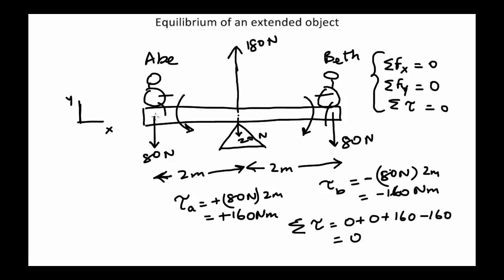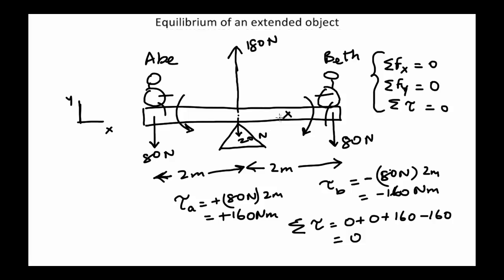So I could have as easily taken Abe's end as the point of determination of the torques, in which case the torque from Abe's weight would be 0. I would have torque in the clockwise direction from the weight of the beam, and from Beth's weight, and in a counterclockwise direction from the normal force. And if we take all those torques, the sum of those would also be 0. Or I could have worked at Beth's end, or I could have worked at a 1 meter distance from Beth's, and any point will do for determining torque.